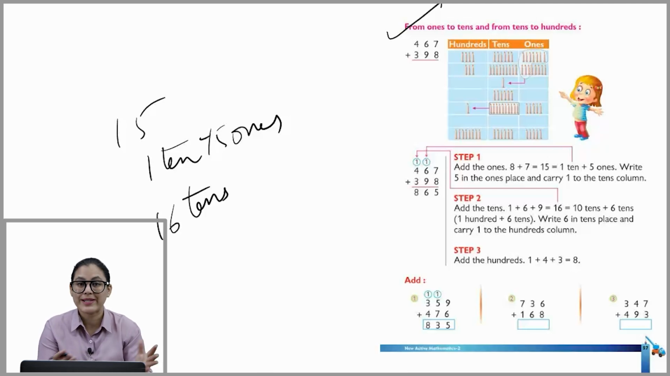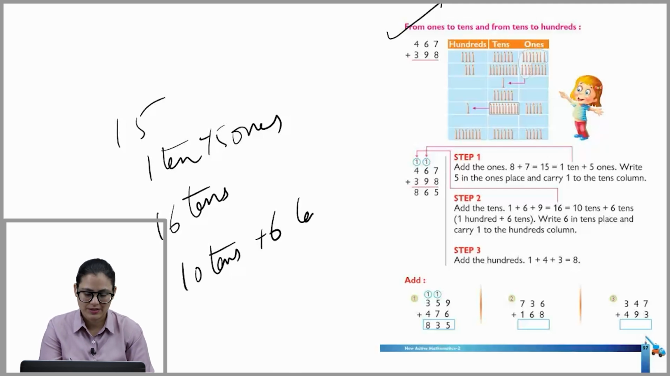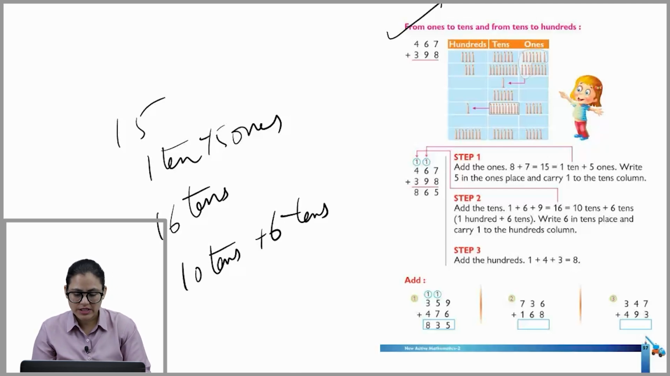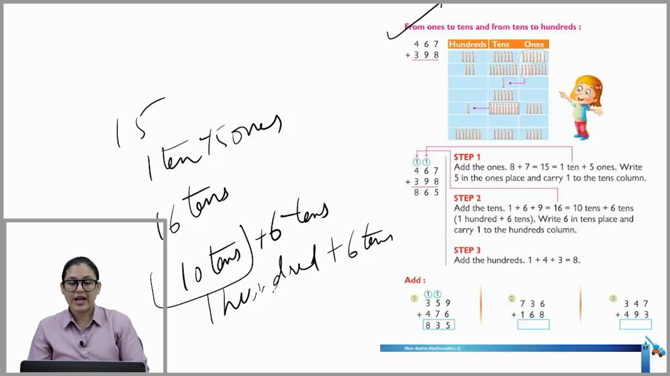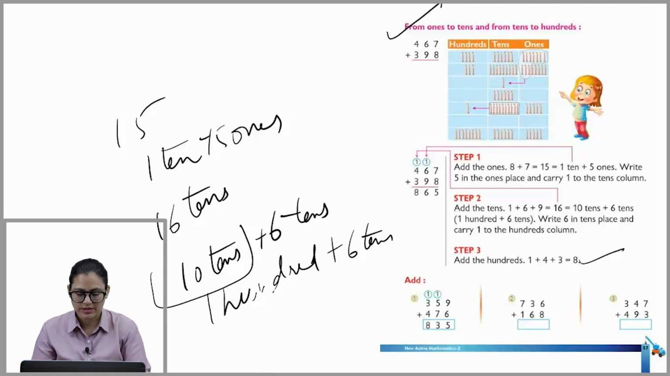How will you write it? How will you expand it? 10 tens plus 6 tens, okay. Or you can write 10 tens means 100, okay. 100 plus 6 tens. So, write 6 in the tens place and carry 1 to the 100s column. Step 3, add the hundreds, that is 1 plus 4 plus 3 is equal to 8, okay.